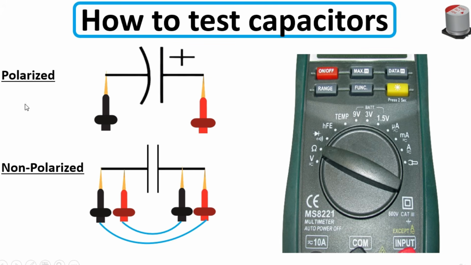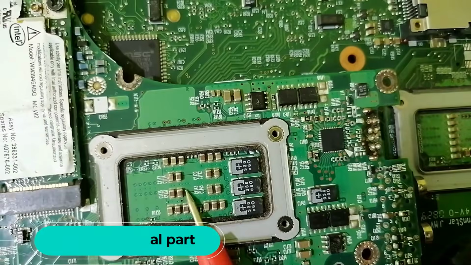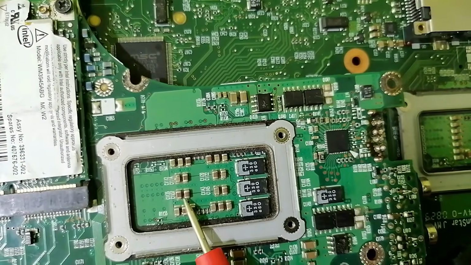I mean, you should always put the red probe of the multimeter on the positive terminal, and the negative or black probe on the negative terminal. But for a non-polarized capacitor, you can use the probes as you want. You can put the black one and the red one, or the red one and the black one. So as you can see over here, these are the ceramic capacitors that we are going to test using the multimeter.